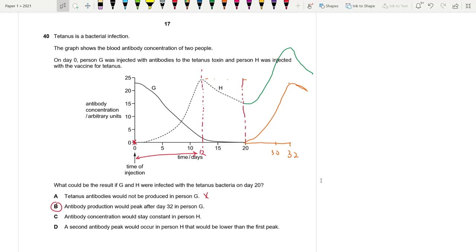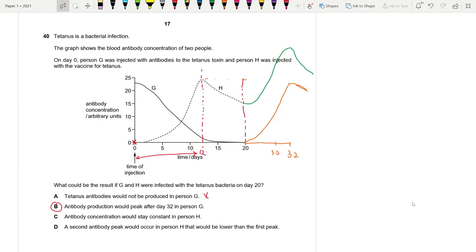So when he or she gets infected, it will be a primary response. So it takes time to take action, about 12 days, as you saw in H. However, what happened to H? He already knows what the bacteria is like. So if he or she does experience the bacteria again, the memory cells will be quick to respond and the secondary immune response will be much faster. So look at the options. Tetanus antibodies would not be produced in person G. That's wrong. It would be produced, but it would take some time.